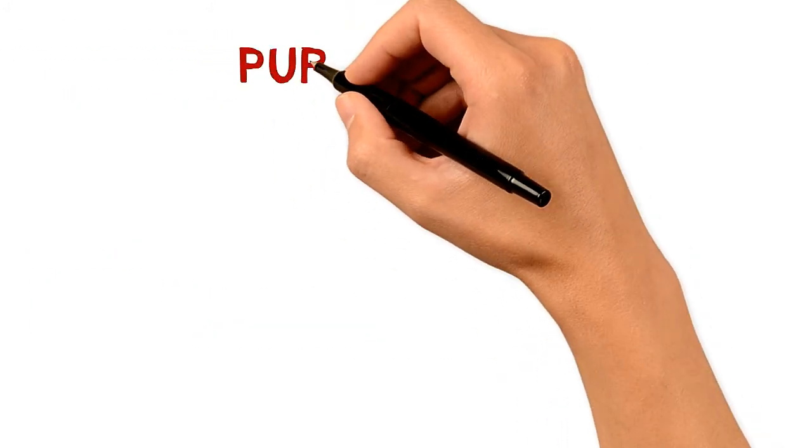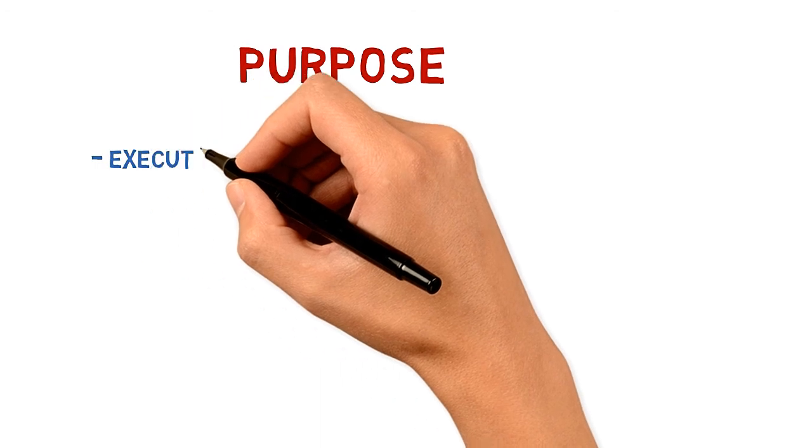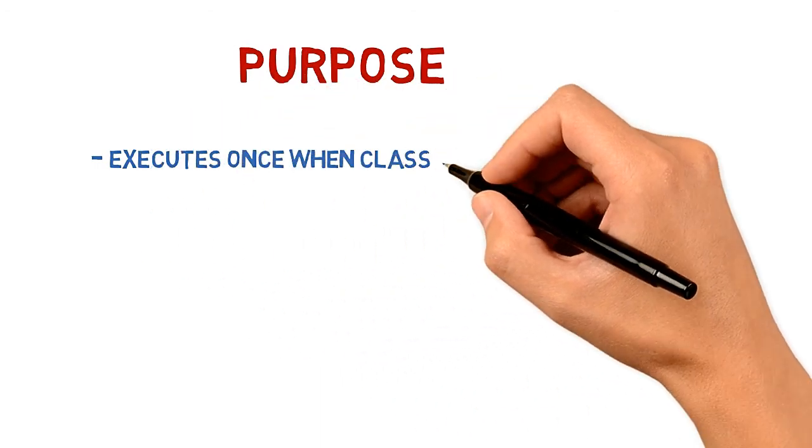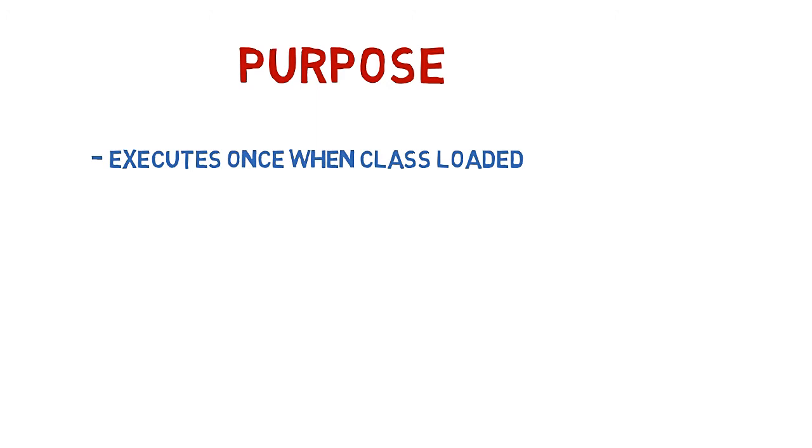Now you might think, what is the purpose of a static block? We can simply assign the value to the variable, right? Then why do we need static blocks? Basically there are two reasons. First, as we discussed, it executes only once when the class is loaded into the memory, so it does not get initialized every time. That is one advantage.